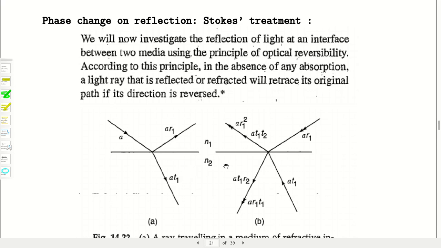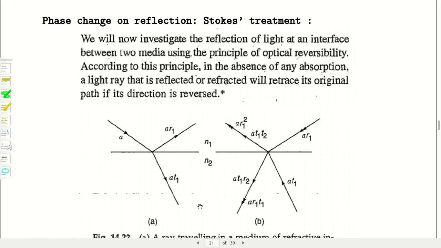Now due to the principle of reversibility of light, we can again simulate this situation by reversing the direction of the light. So we incident light of AR1 amplitude, which gets reflected by an amount of AR1 into R1, that means AR1 squared, and transmitted, which has the amplitude of AR1 into T1, this one.